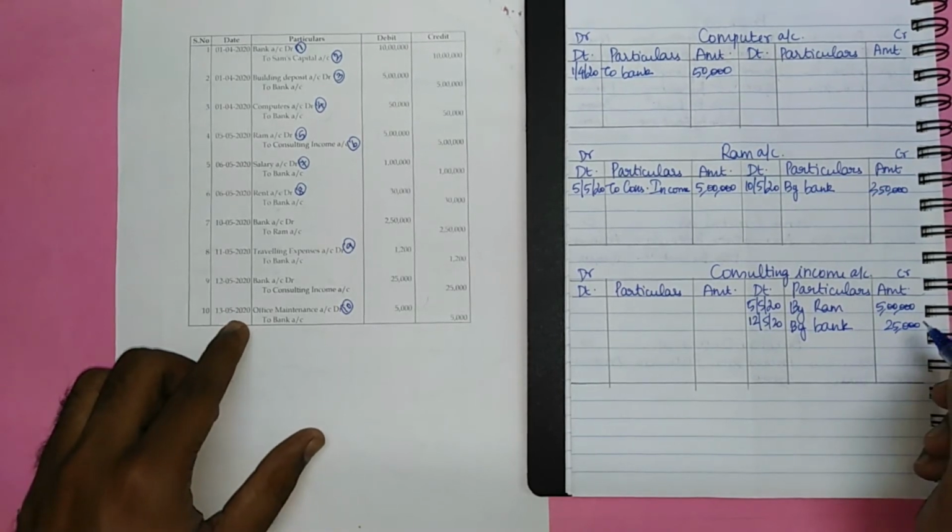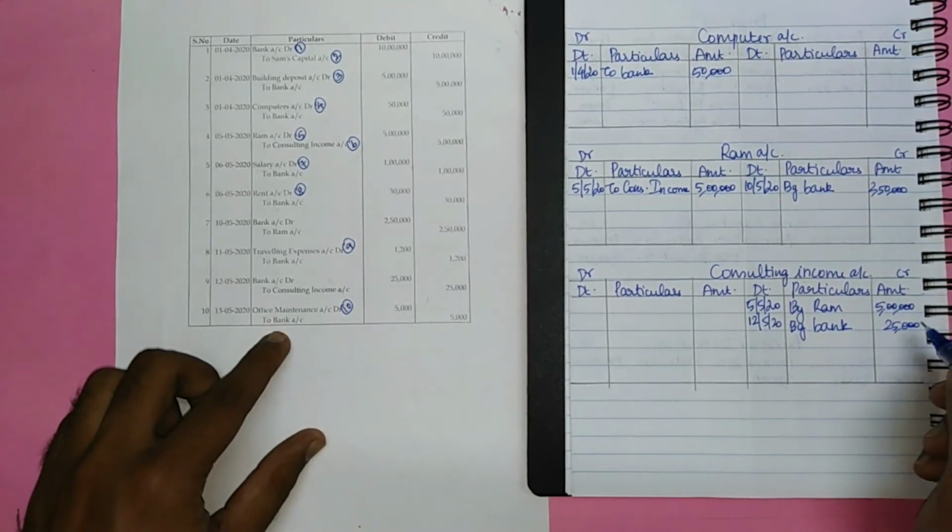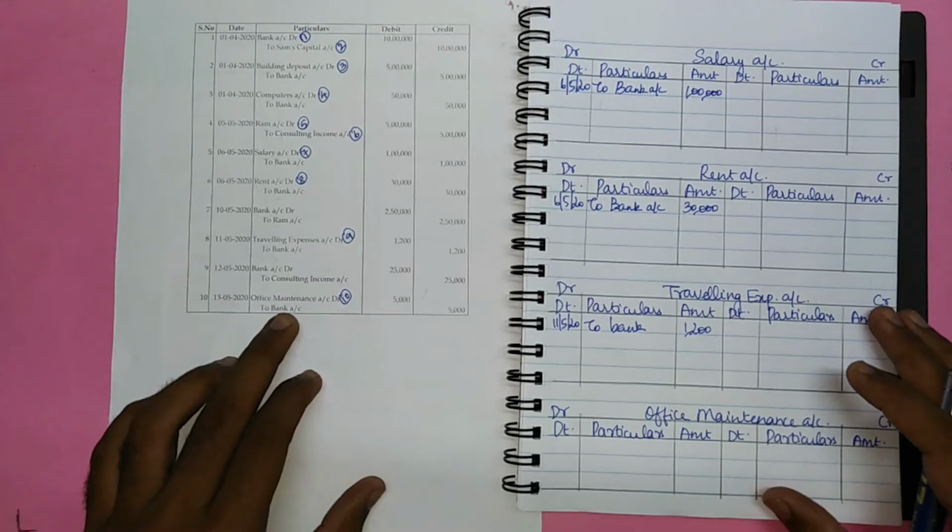Now the 10th entry. On 13th May 2020, office maintenance account to bank, 5,000 rupees. So office maintenance account needs to be debited with bank account for 5,000.